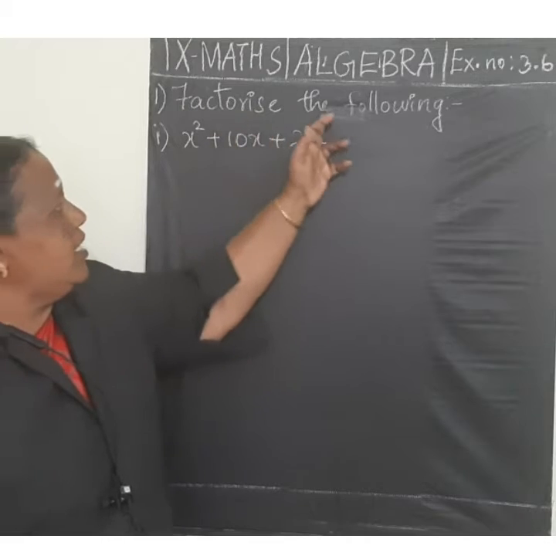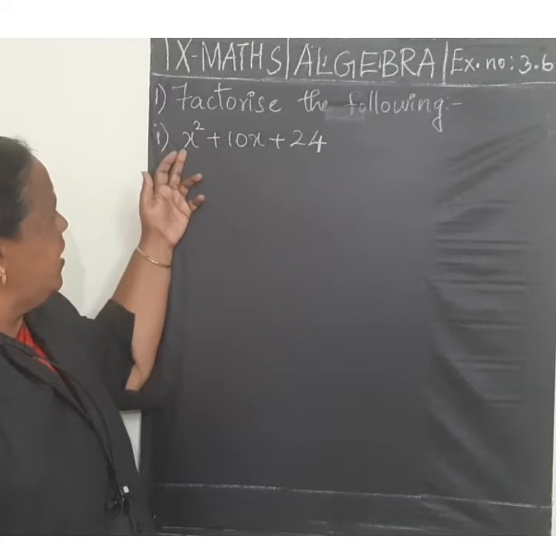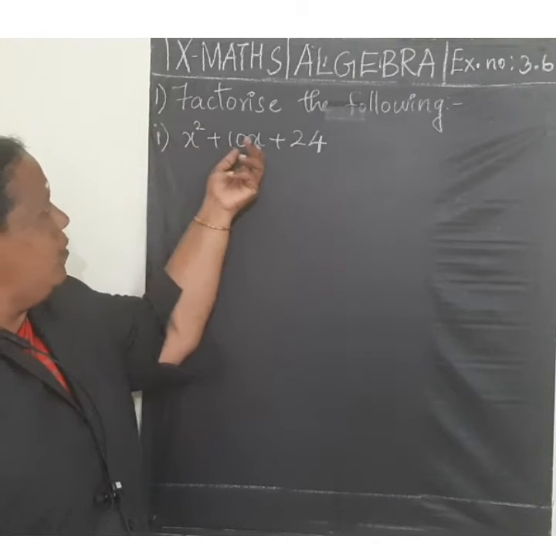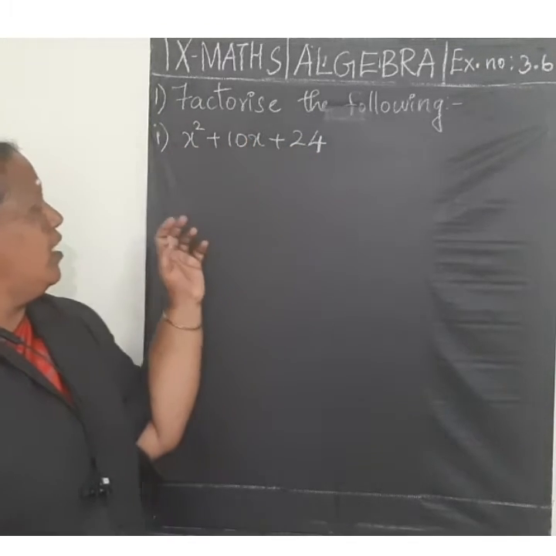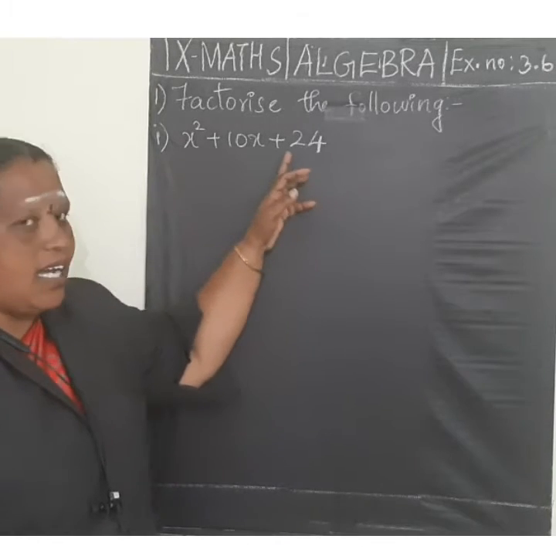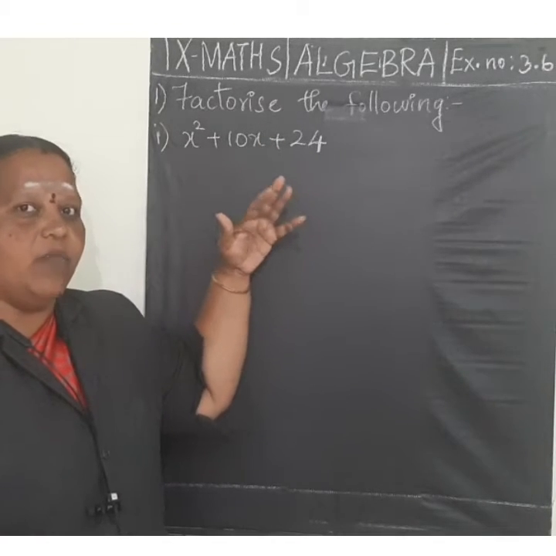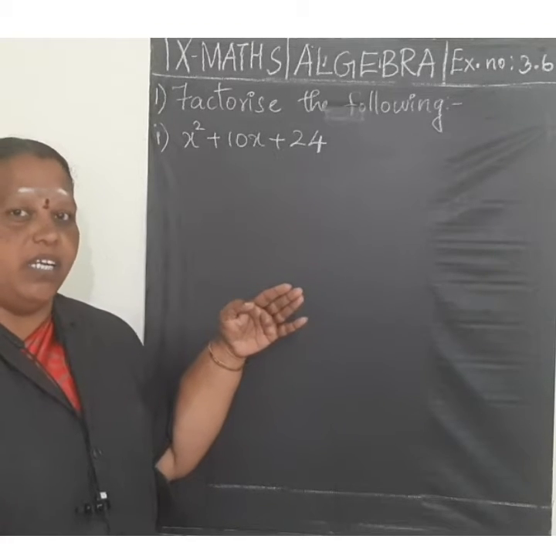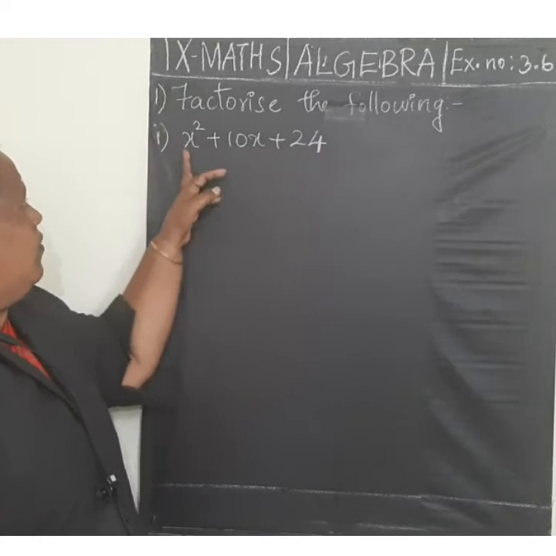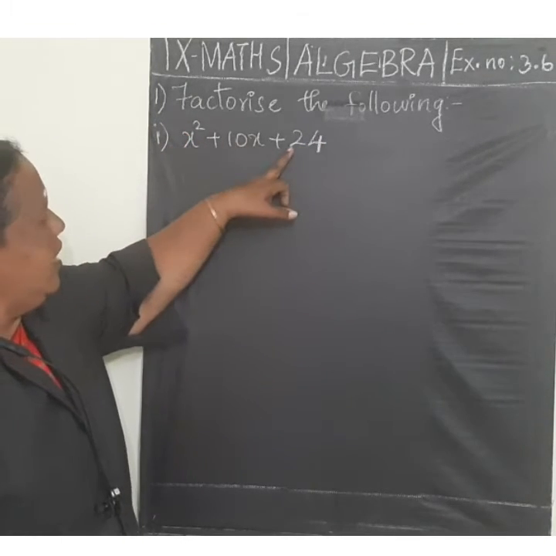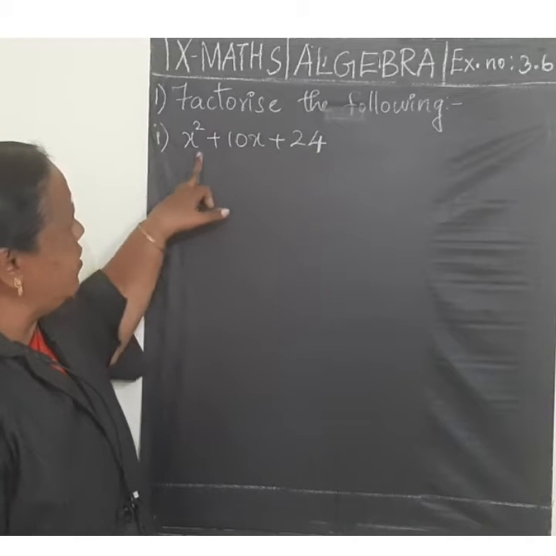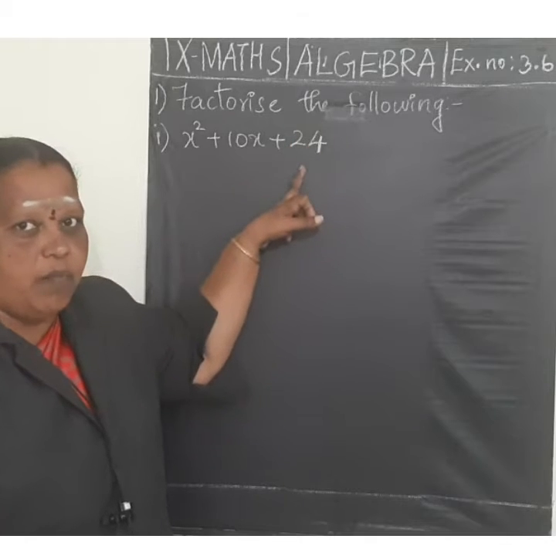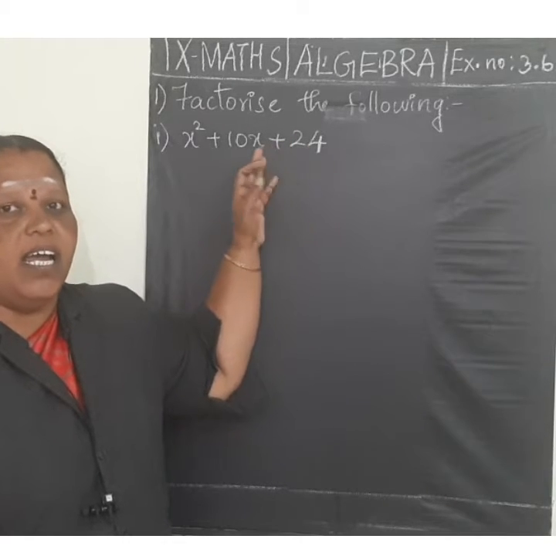First question, factorize the following. In the first subdivision, x squared plus 10x plus 24. Here there is one x squared term, one x term and a constant term. Now, like in the last exercise, can we use an identity? Why are we not using an identity? Here there is only one square term, and 24 is not a square number, so we can't use an identity.